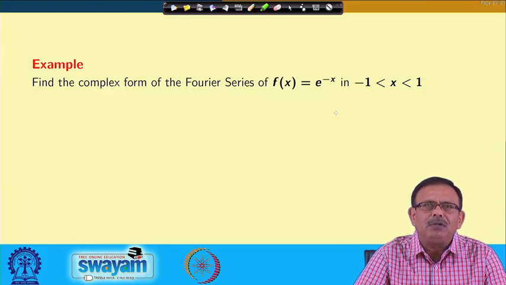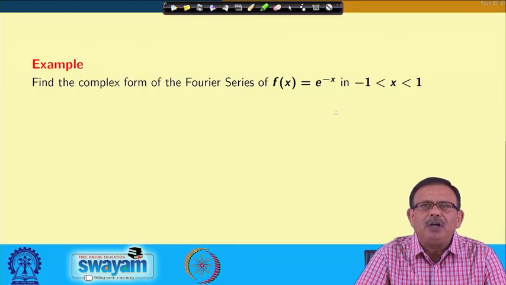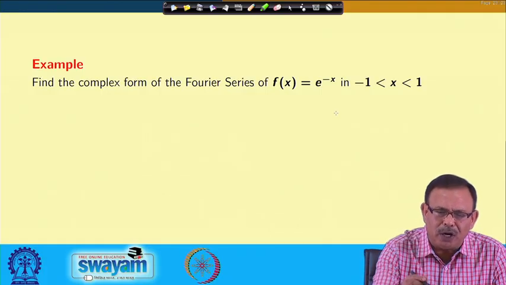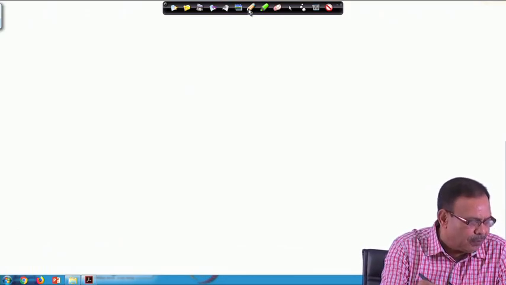Now, let us take an example. We want to find out the complex form of the Fourier series of the function f(x) equals e^(-x) in the interval minus 1 to 1. Please see that the interval is minus 1 to 1. Let us see how we can get it.